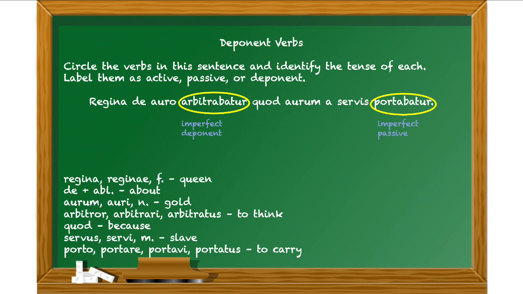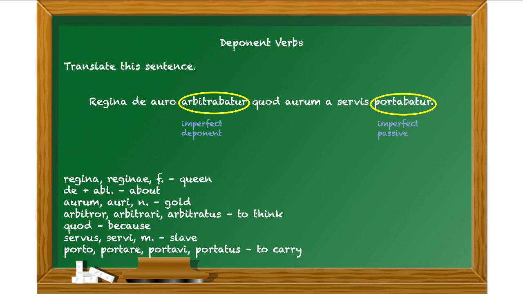Arbitror only has the 3 dictionary entries. First part ends in OR. That means it's deponent. Porto, regular 4 dictionary entries. That one is a regular verb. Therefore, with endings like that, it is passive voice. Now take a moment and see if you can translate this sentence.